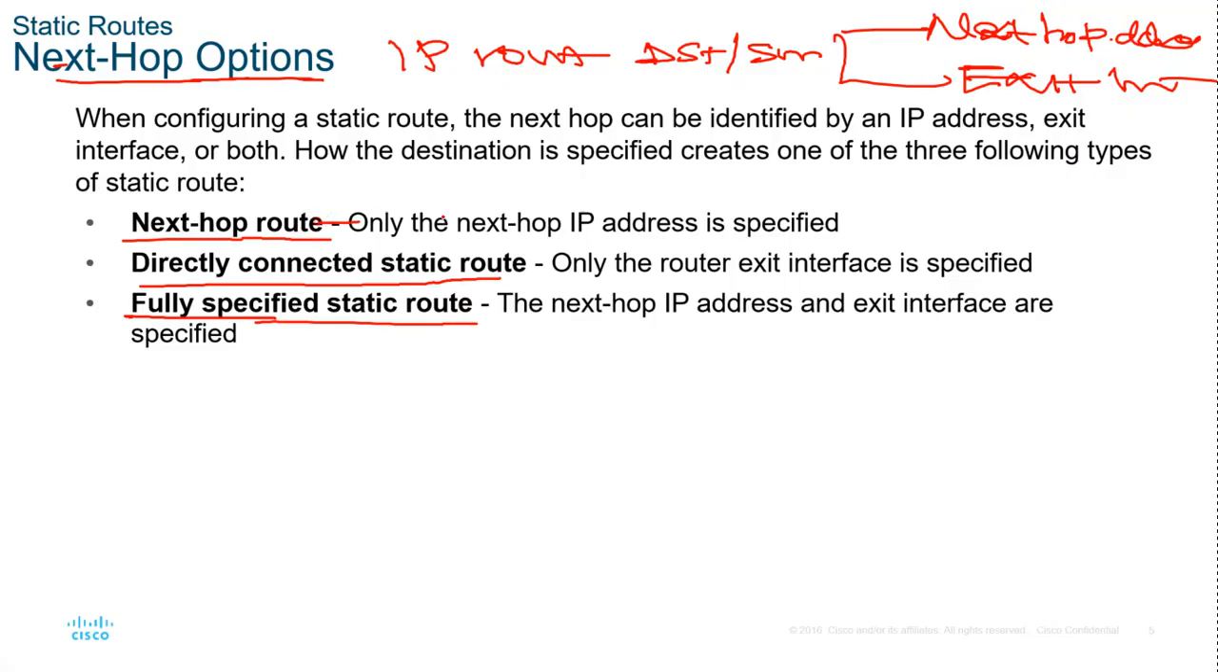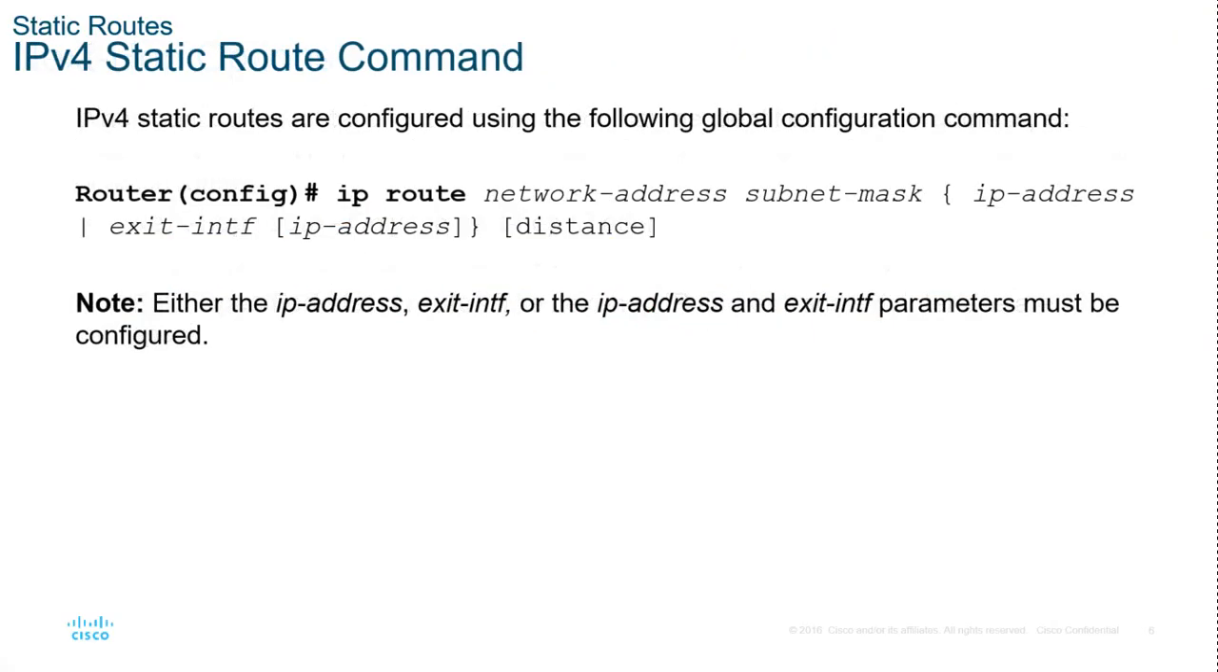In next hop, we have to specify the next hop IP address. In directly connected, we have to use the exit interface on the router where we're configuring the route. Then fully specified, we have to combine the two. As you can see, it's the next hop IP address together with the exit interface.